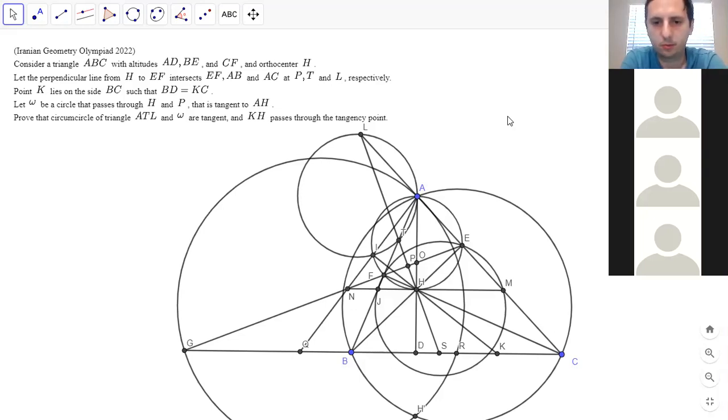Let me see if there's another way to show that AIJM is cyclic. Maybe we're making it too hard.